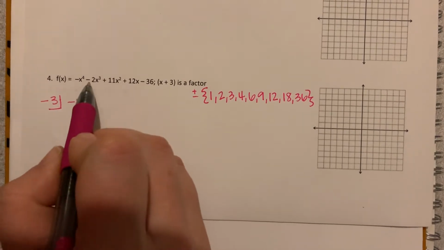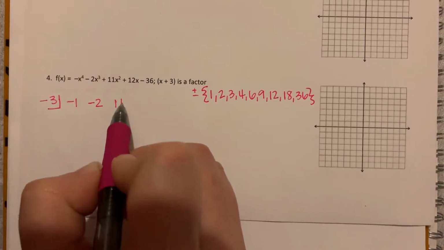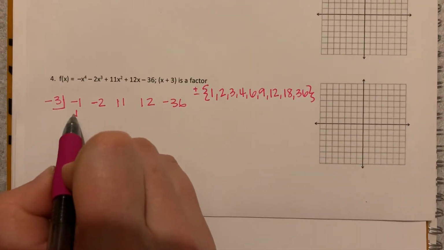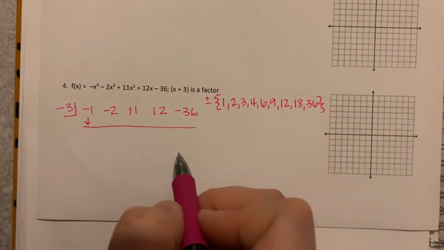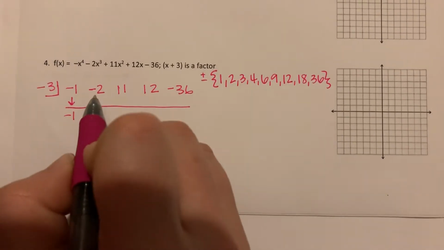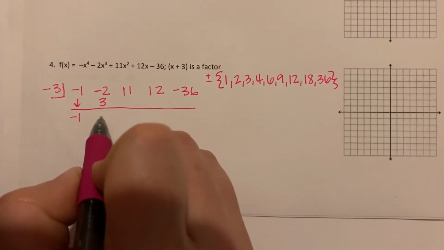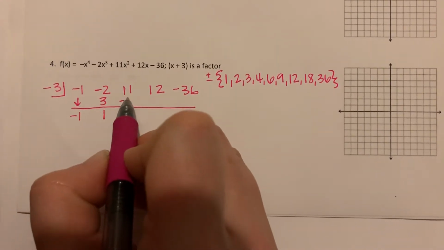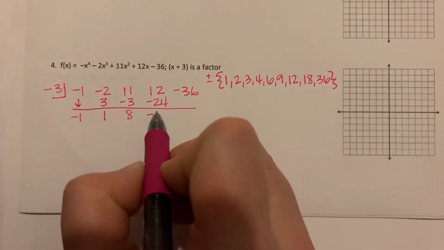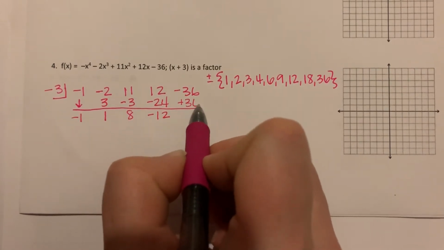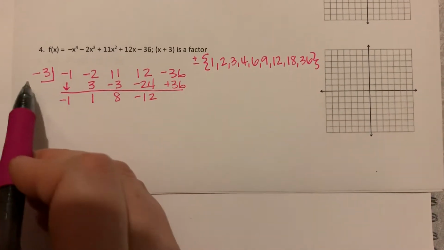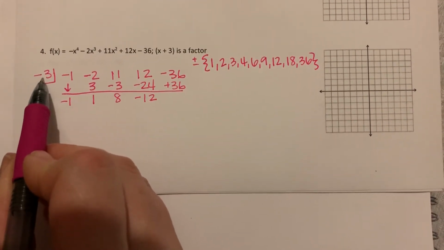Okay, then write out your coefficients. This is -1, -2, 11, 12, and -36. Okay, for your synthetic division, bring down the first term, multiply, and add down. Okay, this ends up being a 0. If it does not end up being a 0, you picked the wrong number here. You need to erase and try again.